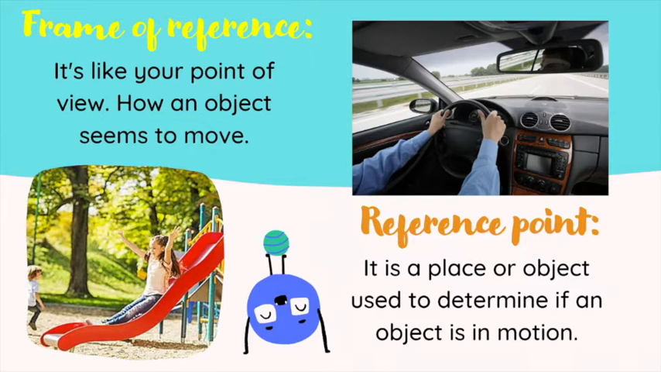For us to determine if an object is moving, we have two characteristics: the frame of reference, which is like your point of view, how an object seems to move, and the reference point, which is the place or the object that we use to determine if an object is in motion.